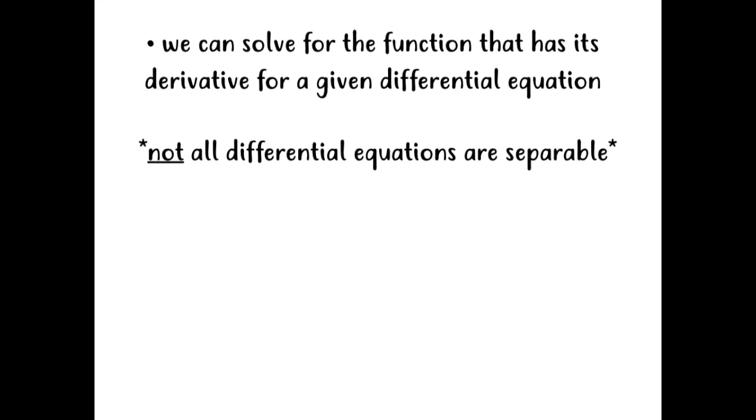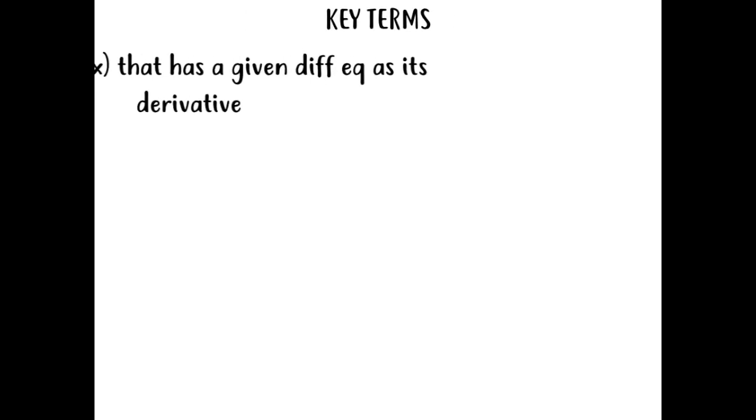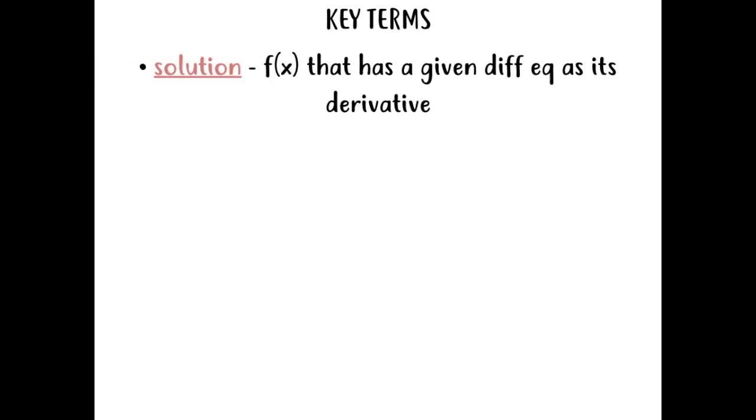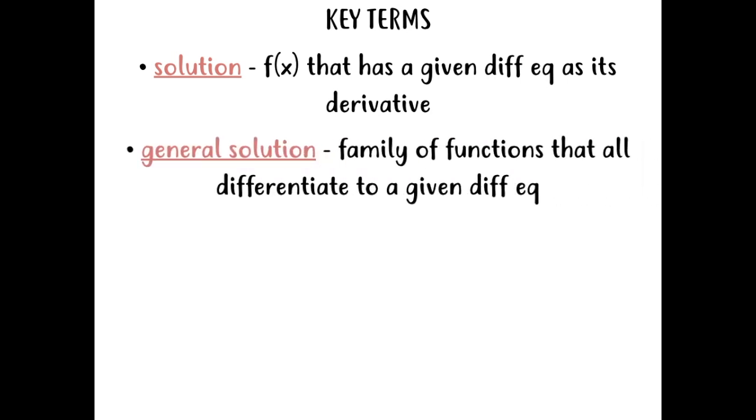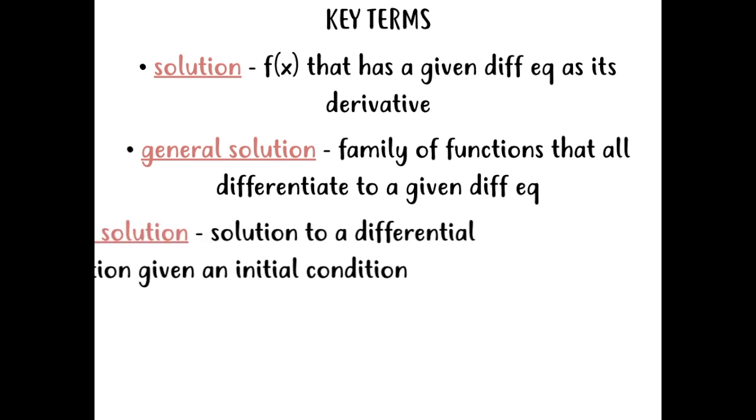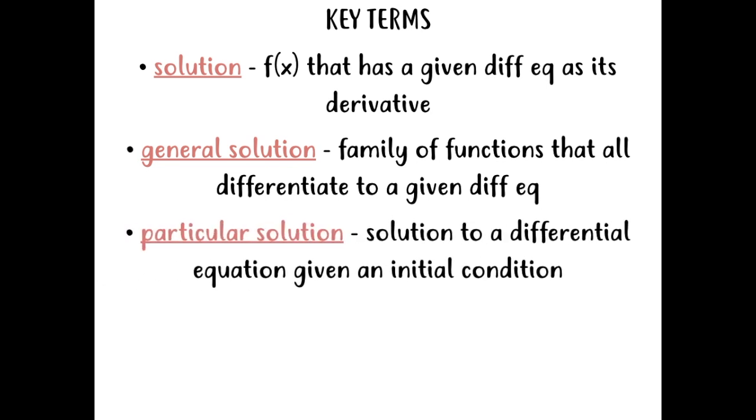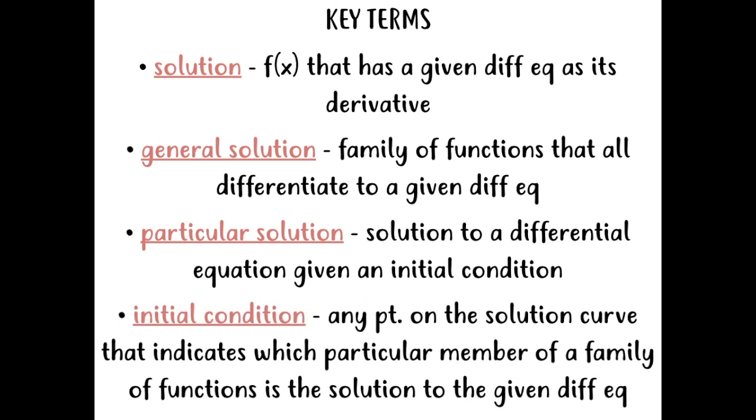Here are some key terms you should know. Solution: this is a function that has a given differential equation as its derivative. General solution: this is a family of functions that all differentiate to a given diffie-q. Particular solution: this is a solution to a diffie-q given an initial condition. And an initial condition is any point on the solution curve that indicates which particular member of a family of functions is the solution to the given diffie-q.